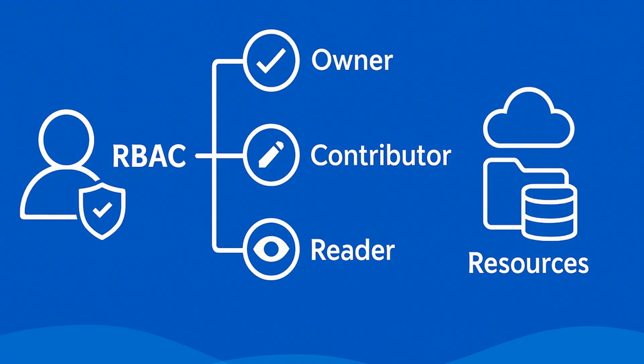Now let's look at role-based access control, also known as RBAC. This defines who can do what within your Azure environment. It's built on three main components: security principal, which is the user, group, or the application; role definition, this is like reader, contributor, owner, for example; and scope, and this is where the role applies, so like a subscription or to a resource group or a specific resource.